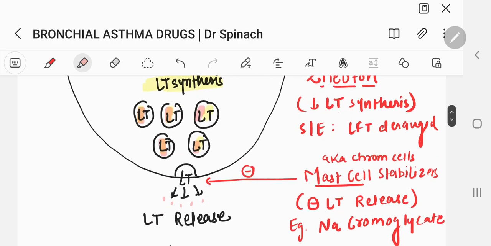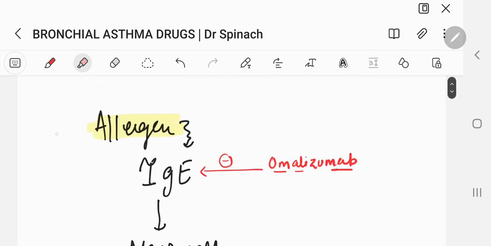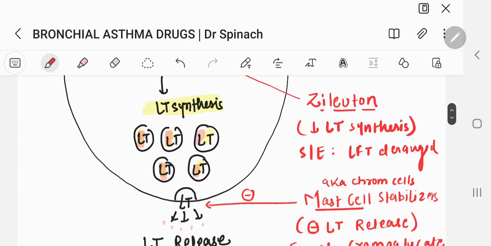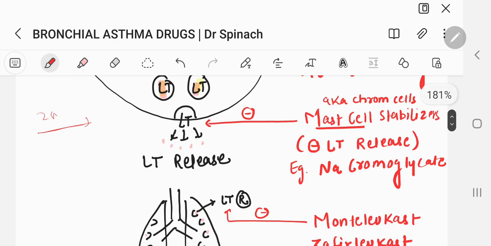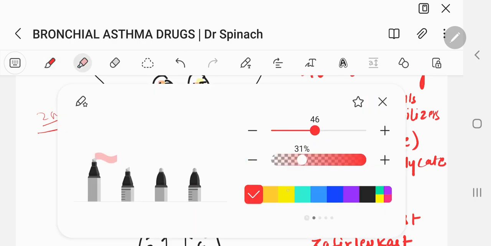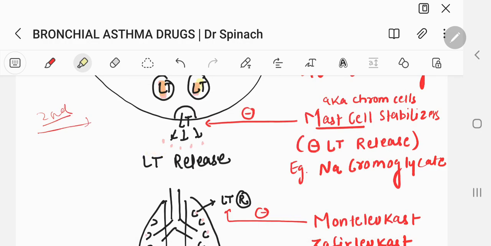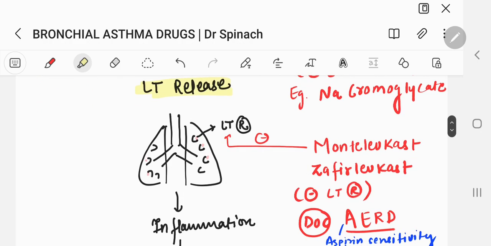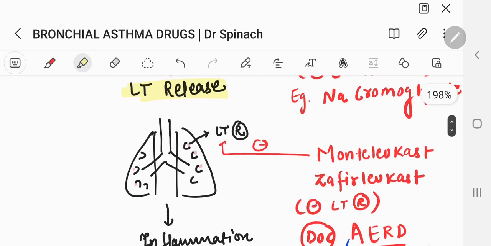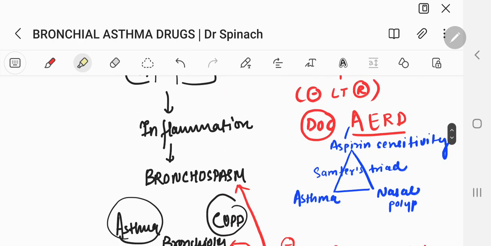Now, what happens next is first you have an allergen entry here. This is the first entry of allergen. The second thing that happens is when there is entry of allergen the second time, these leukotrienes are released. These leukotrienes then go and bind to their receptors, for example, in the bronchioles of the lungs. You can see here I have drawn some small receptors for leukotrienes, and these pink leukotrienes have been bound.